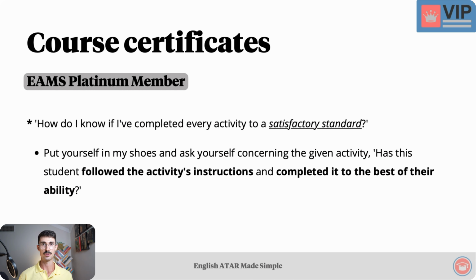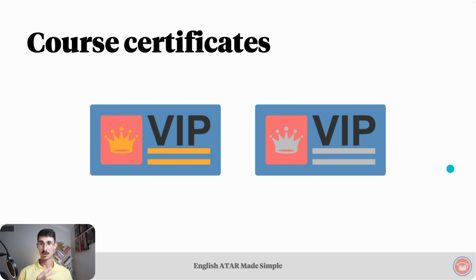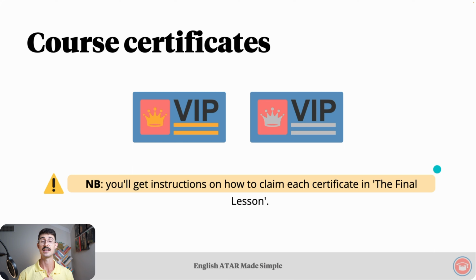If you think you're eligible for the Platinum Member Certificate and you send me your completed activities, imagine I'm looking through those activities and I see activities for a given lesson. Say that there were 5 steps for that lesson and I see that you have skipped step 3. To me, that's going to indicate that you haven't really taken the time to take that activity seriously. Coming back to the overarching purpose of why you're here, no one's forcing you to do this course. You're taking accountability for your own mark by trying to do better. And you can do better by doing these activities properly. Those are the 2 course certificates, and you'll get instructions on how to claim each certificate in the final lesson.